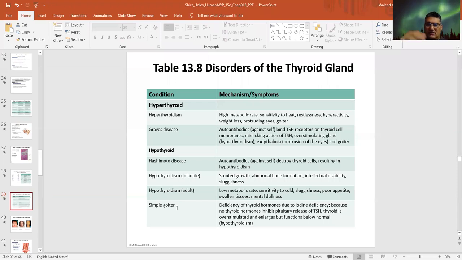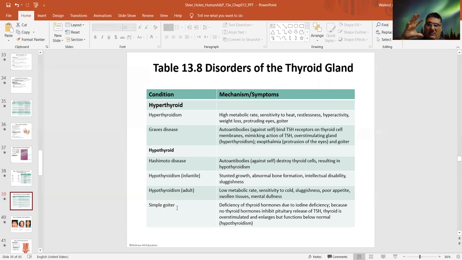Simple goiter is simply deficiency of the thyroid hormone due to iodine deficiency. Remember, both T3 and T4 have iodine, whether it is 3 or 4. In both cases, you have to have iodine. If you do not have it, you will have goiter. And goiter is the gland itself will become bigger, but the function goes down because you're not secreting enough.